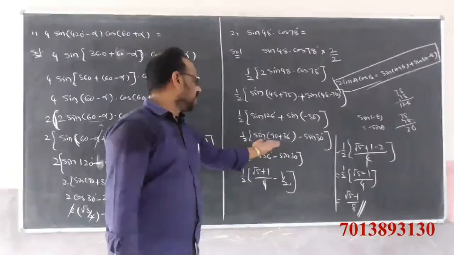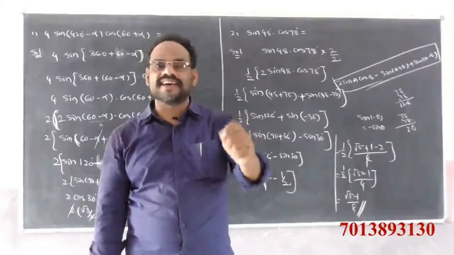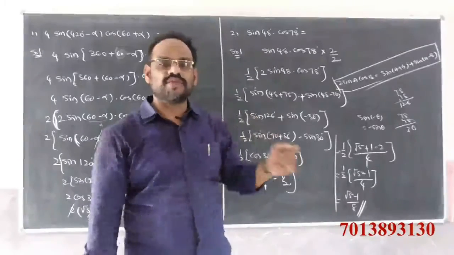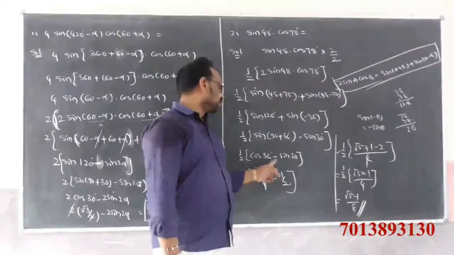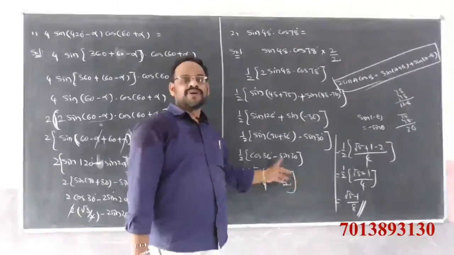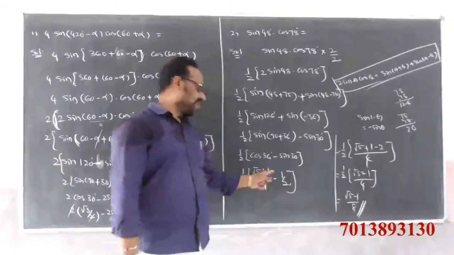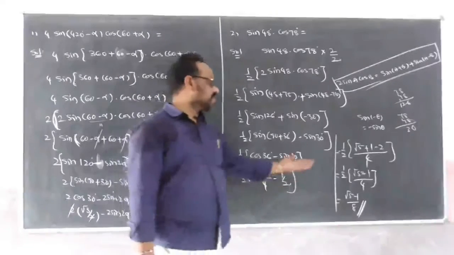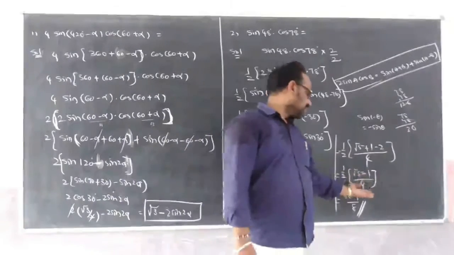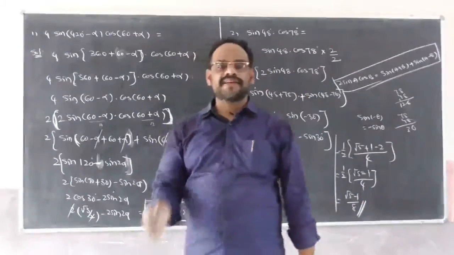So sin of 90 plus theta is clearly in the second quadrant, where sin is positive, so we get cos 36. So cos 36 minus sin 30. Already we know the sin 30 value is 1 by 2, and the cos 36 value is square root of 5 plus 1 by 4. If you do the LCM, we get square root of 5 minus 1 by 4. If you multiply, we get the answer square root of 5 minus 1 by 8.